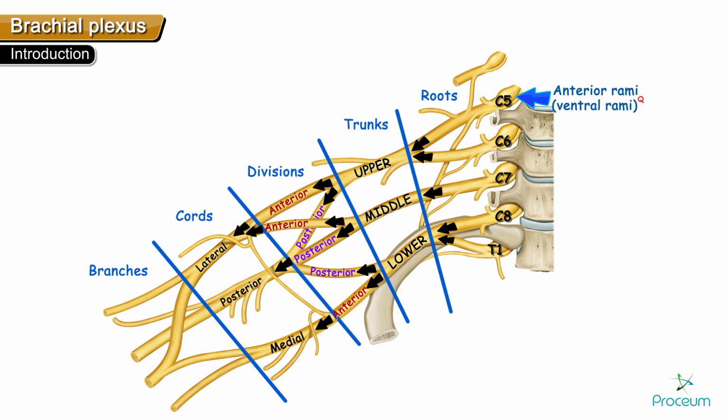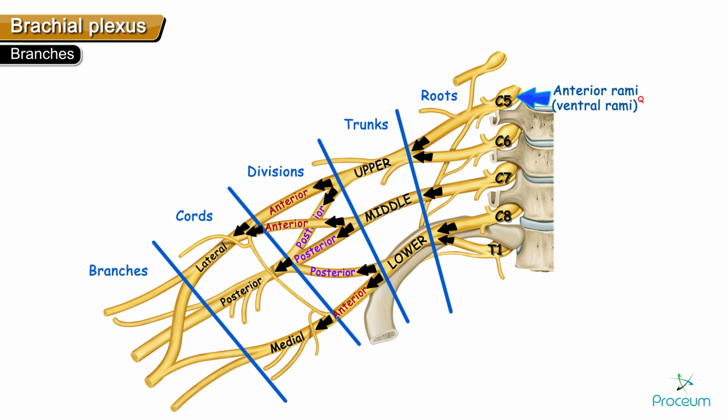So each trunk divided into anterior and posterior divisions. All posterior divisions form the posterior cord. So we are left behind with 3 anterior divisions. The anterior divisions of upper trunk and the middle trunk unite and form the lateral cord. What is left behind? The anterior division of the lower trunk. And the anterior division of the lower trunk continues as a medial cord of brachial plexus.